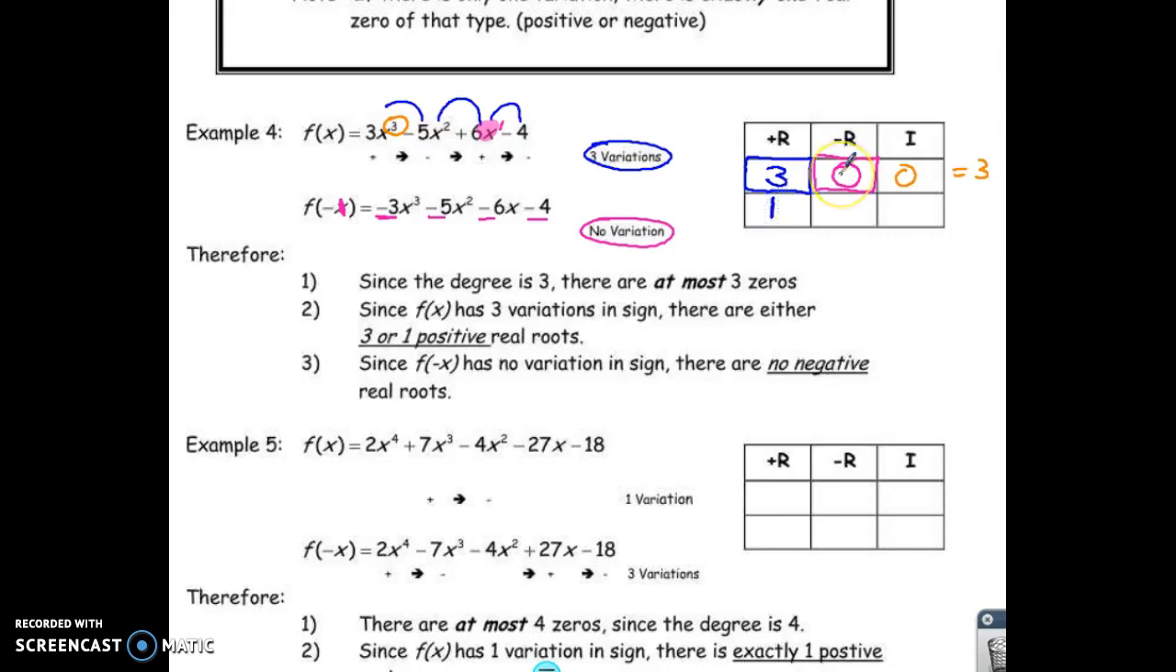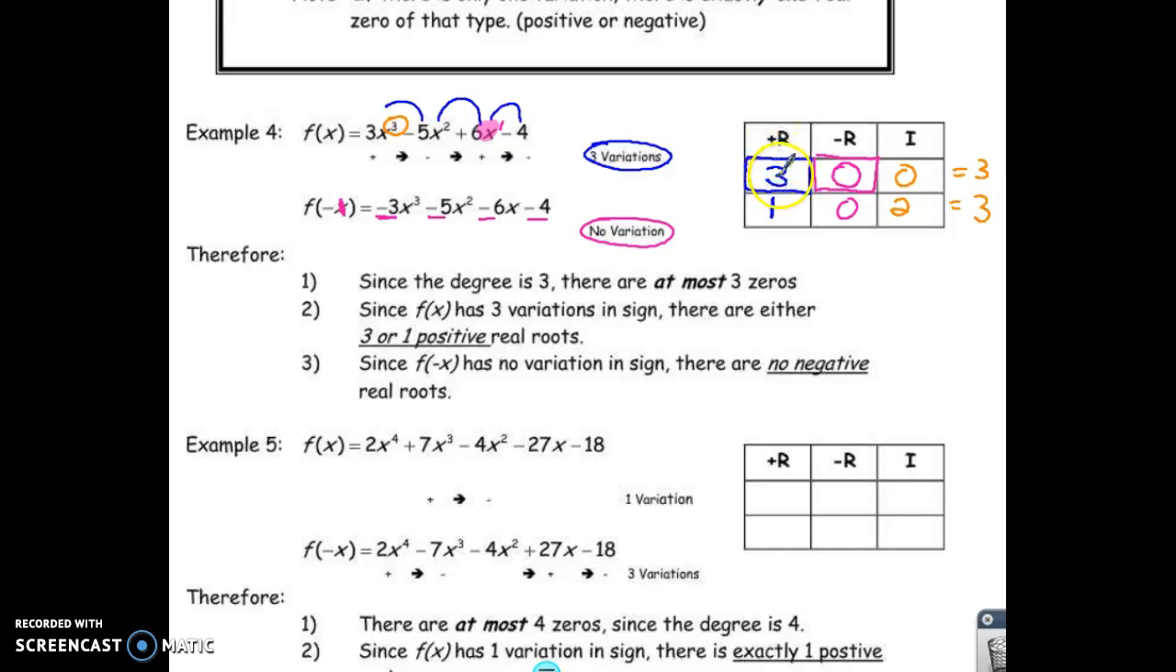I can't take 2 away from the negative roots. That'll stay a 0. Well, wait, where did these 2 go? Oh, they must have gone over into imaginaries. And notice when we total this across, we still get a 3. So this is giving us the types of roots that we might get.